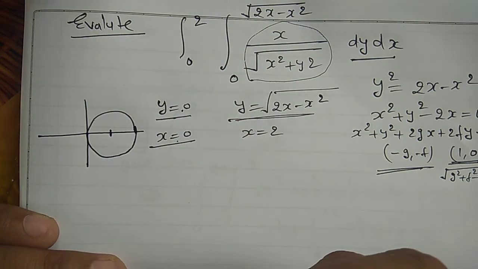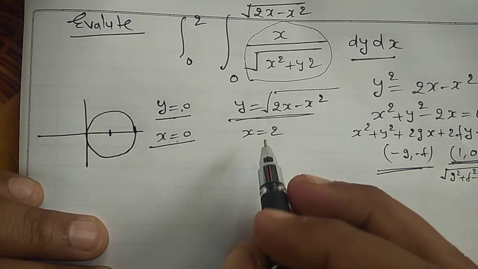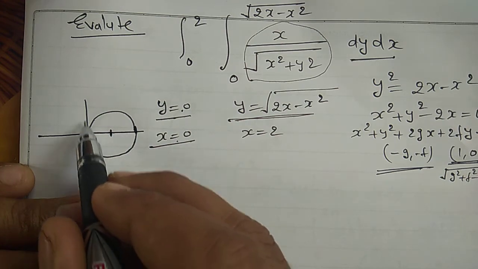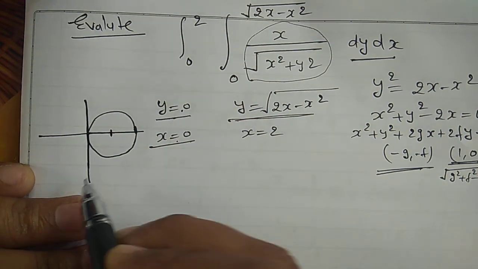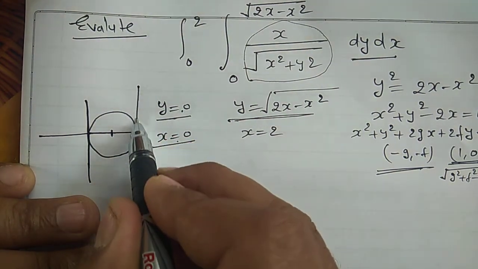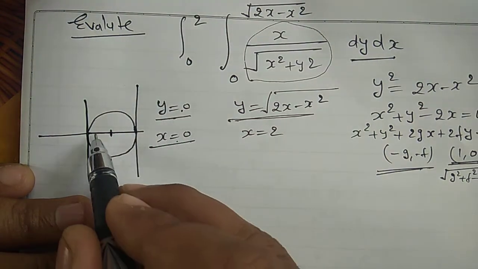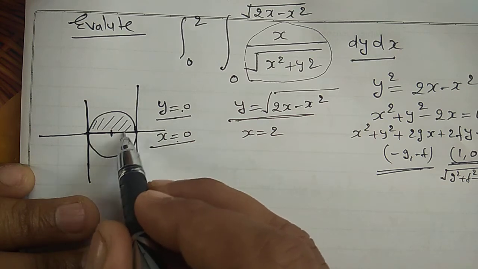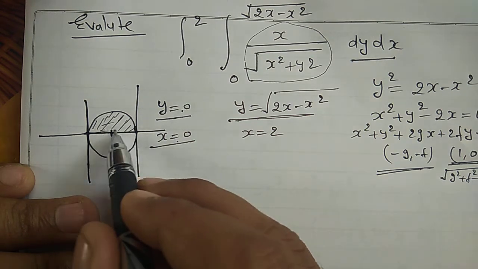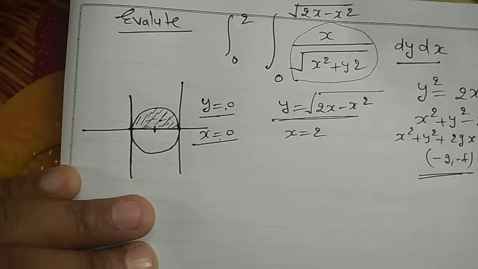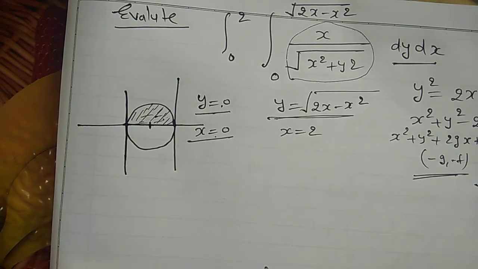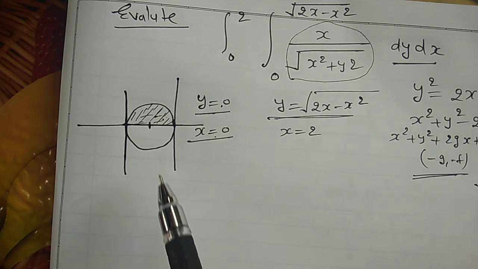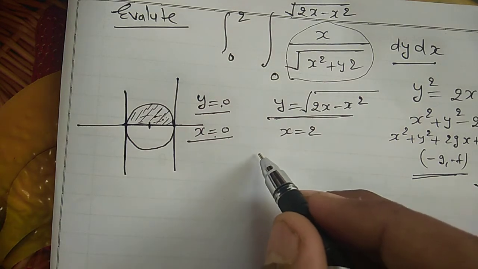Fine. And the other limit of x, so this distance is 1, so 1, 2. So x equal to 0 means the y axis, and x equal to 2 means this line, and y equal to 0 means the x axis. So this upper region is your region of integration. Fine, this is your region of integration. Now from this we can find the limits of r and theta.